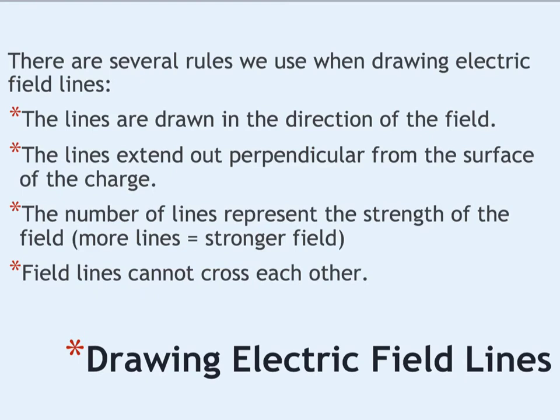There are several rules we use when drawing electric field lines. They're always drawn in the direction of the field. That makes sense. They extend out perpendicular from the surface of the charge. We'll look at what that means here in just a sec. The number of lines represents the strength of the field, so more lines equals a stronger field. And field lines cannot cross each other. Your book phrases these a little bit differently, but I feel like this makes those rules much clearer than it is stated in the book. But ultimately, it's saying the same thing.